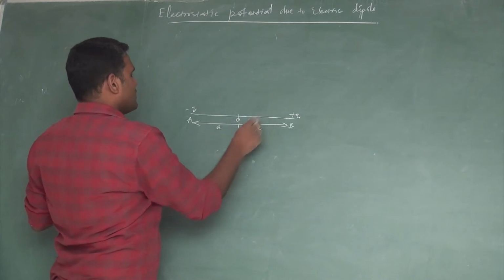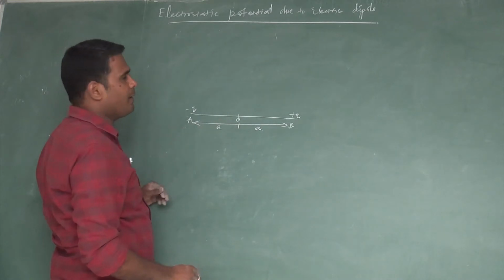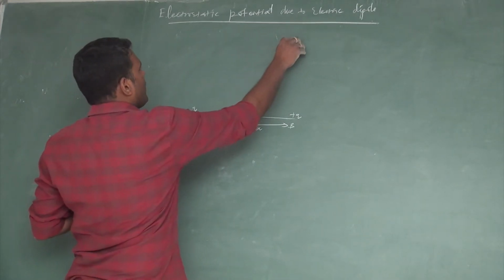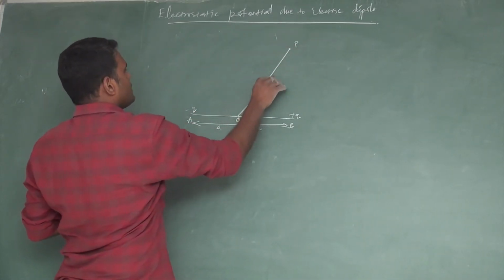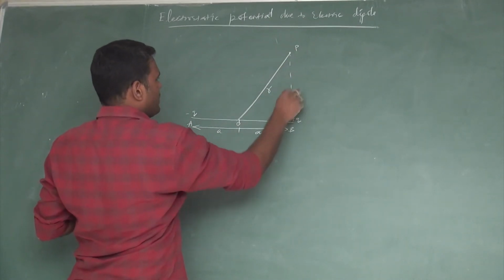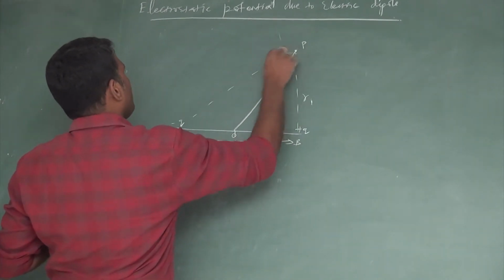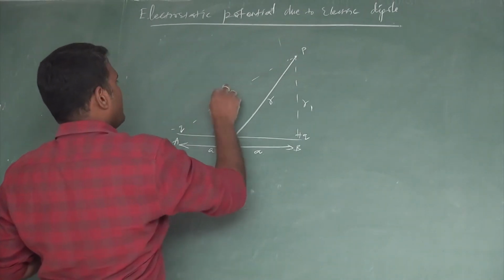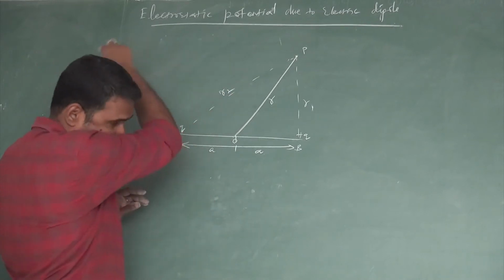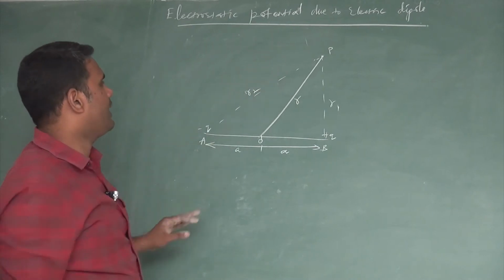The distance of separation 2a is written as a and a. I am considering a point P which is at a distance r from O. The point P is at a distance r1 from B and a distance r2 from A.